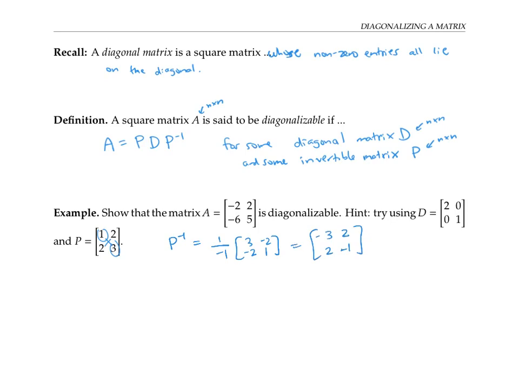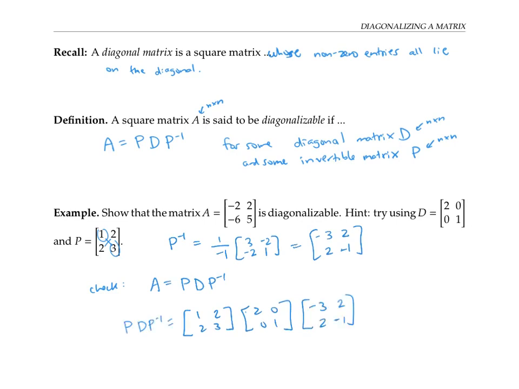So now we need to check that A is equal to P D P inverse. In other words, we're going to multiply P by D by P inverse and see if that works out to A. I encourage you to pause the video for a moment and work it out for yourself before going on.